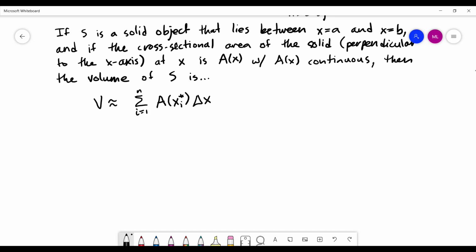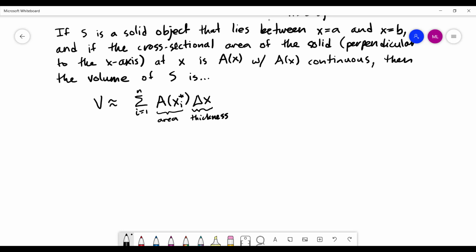And this is basically the exact same thing we did before. This is now our area, and this is a thickness or a height. And when you multiply an area times its thickness, you will get a volume, so the units are appropriate.